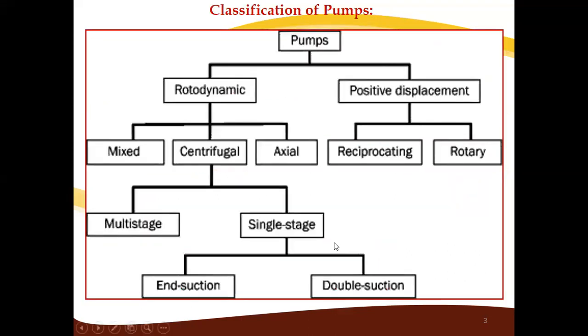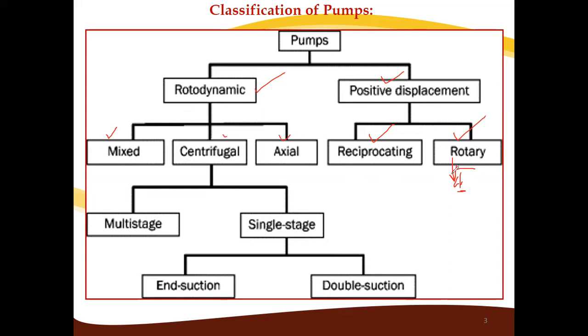Now we'll see the different classification of pumps. Pumps are classified into mainly two types. One is rotodynamic pumps and the second one is the positive displacement type of pump. And the positive displacement type of pump is mainly classified into reciprocating pump and rotary pump. Among reciprocating pumps, we have single acting pump and double acting pump based on the number of cylinders or strokes. Again, rotodynamic pumps are classified into mixed type pump, centrifugal pump and axial pump.